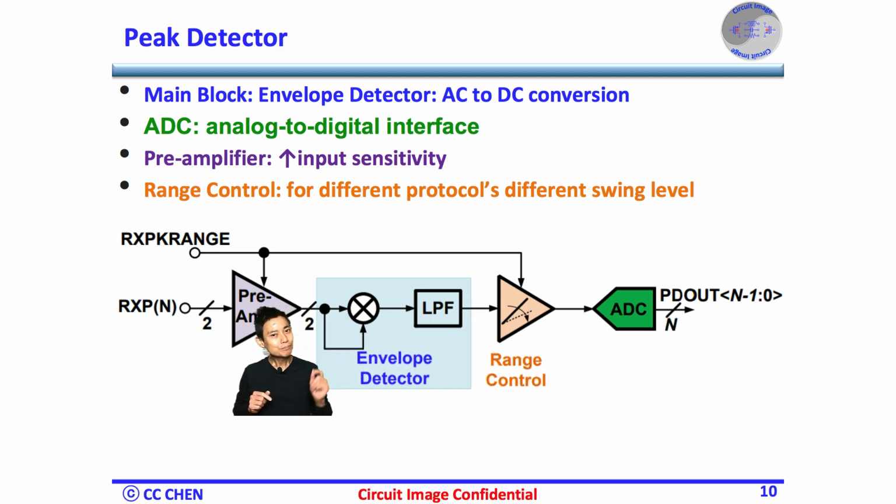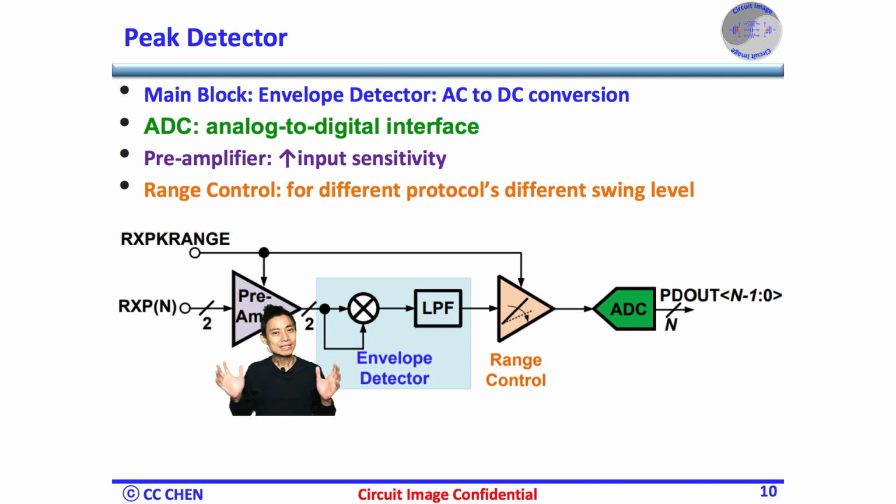How about the input sensitivity, since we might need to detect the input signal as low as 50 mV? Correct. We should add an amplifier before the envelope detector, such that the input sensitivity can be as high as possible, down to 50 mV.